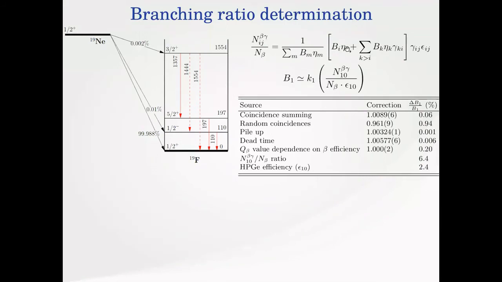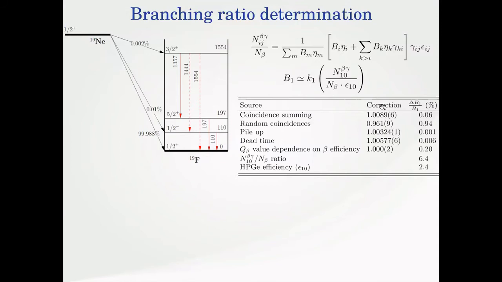Of course, there are more systematic effects that need to be taken into consideration, which we had to evaluate using Monte Carlo methods and other things. All that resulted in a correction K, which was a product of several corrections: a correction due to coincidence summing, a correction due to random coincidences, pile-up, dead time. There is a small Q value dependence on the beta efficiency in the scintillators, and statistics and efficiency. So you can see these are all numbers close to 1, but they're not really 1. So that goes into this K1.